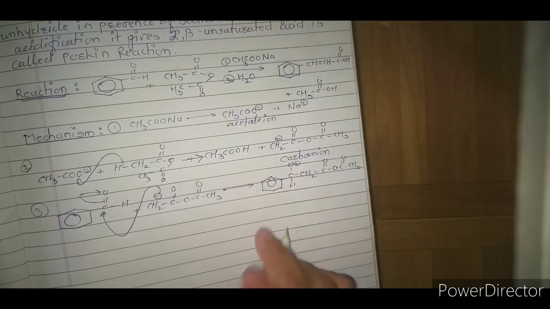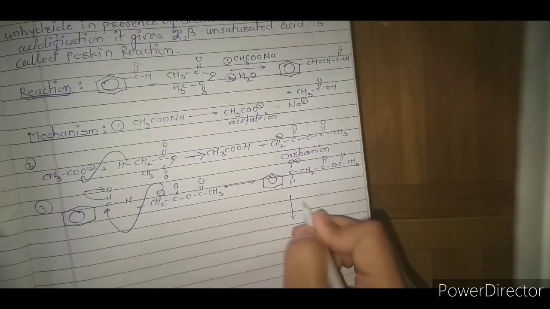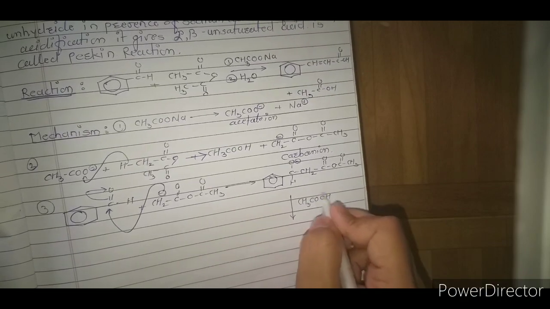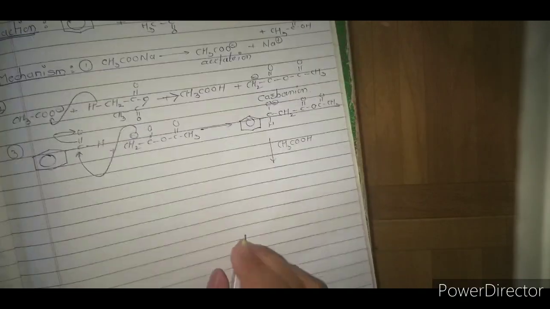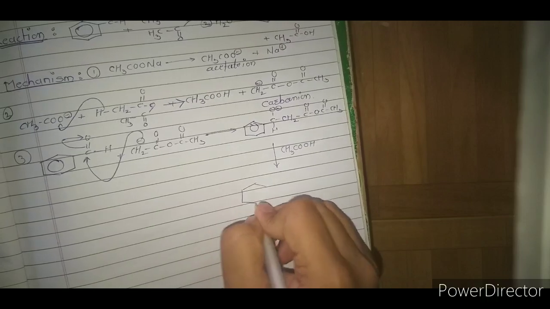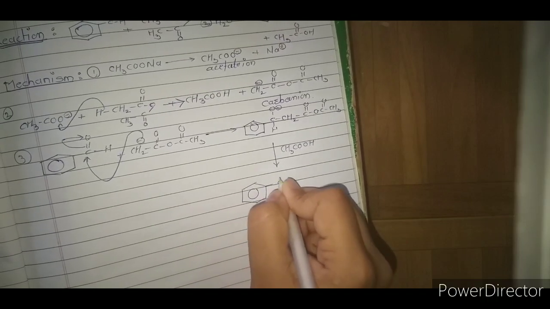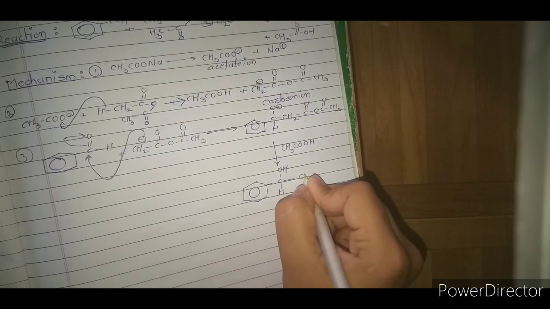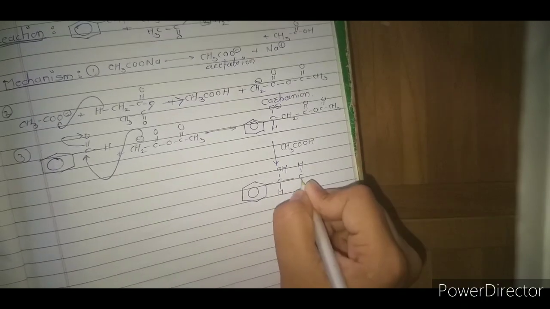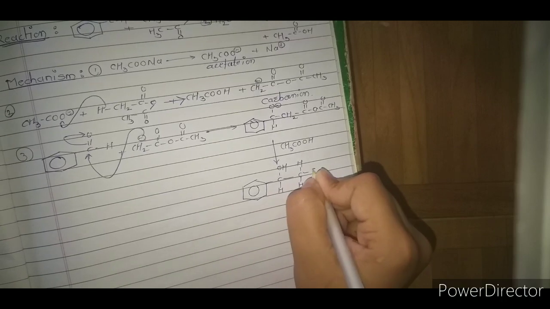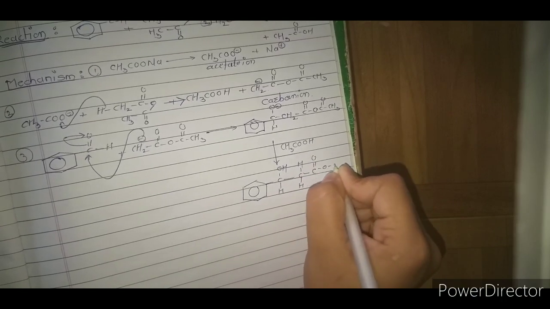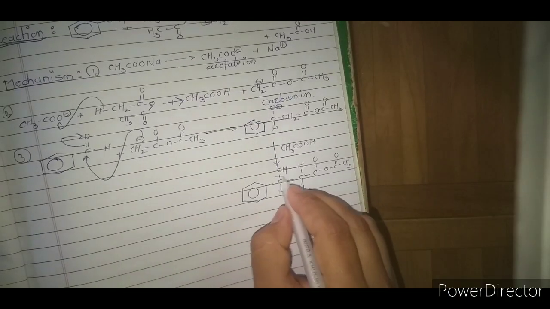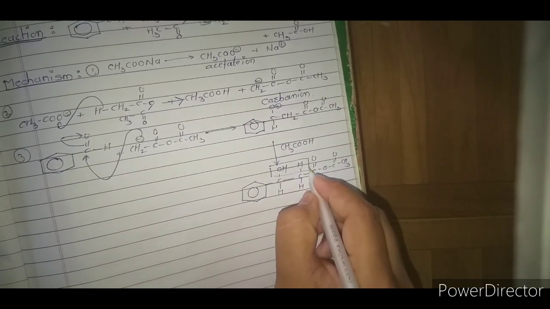This intermediate abstracts proton from acetic acid and forms this compound. Okay, so it is your OH, H, C, H, H, double bond O, O, C double bond O, CH3. It is your intermediate. So what happens in next step?